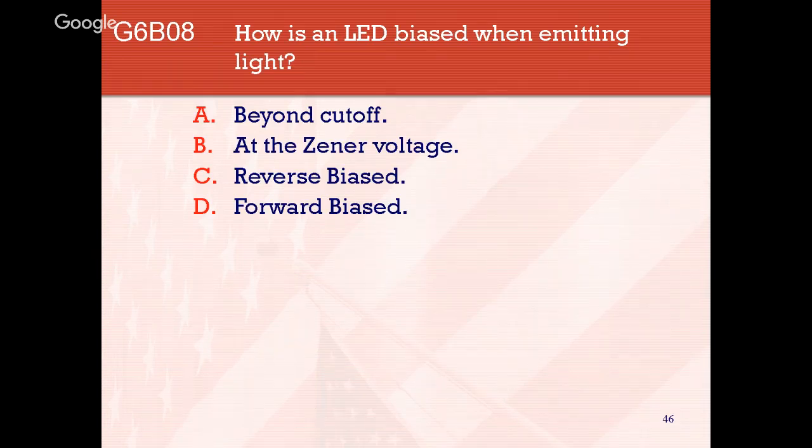How is an LED biased when emitting light? Remember, in order for it to actually emit light, it has to have the current flowing in the proper direction. So it's forward biased, and that's when it emits the light.